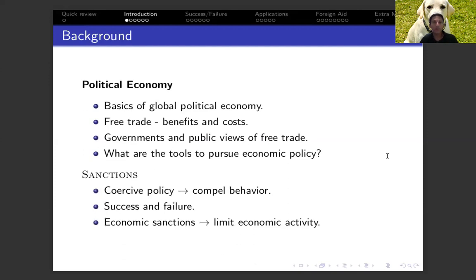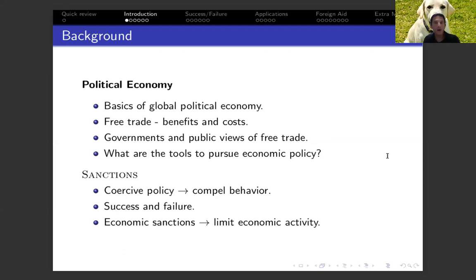Sanctions are a coercive policy which is intended to compel the target, the one that receives those sanctions, to change its behavior. The success and failure of sanctions are based on the decisions by the members of that interaction. So sanctions can end when the target gives in and changes its behavior, its policy, or they can fail when the sender, the country that imposed the sanctions, decides to remove them.